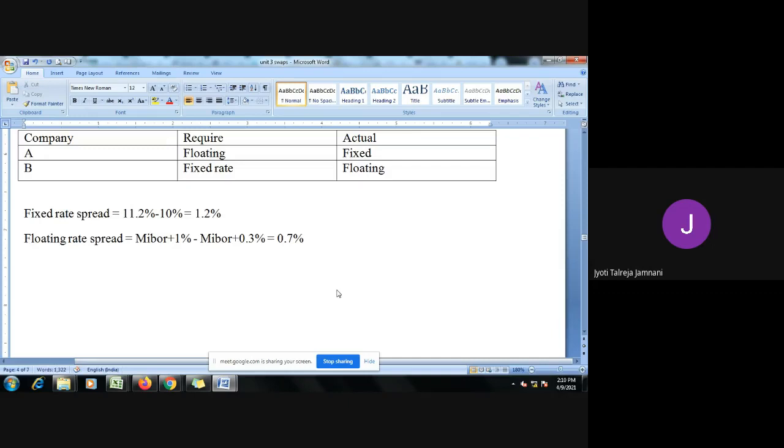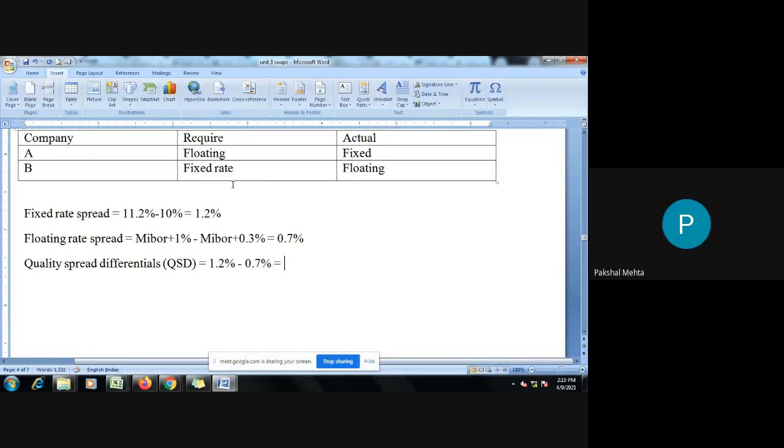Next, find the quality spread differential, the difference between both the spreads. So 1.2 and 0.7, we have to find the difference. 1.2% minus 0.7%. See how much you get. 1.2 minus 0.7. 0.5%, ma'am. 0.5%.